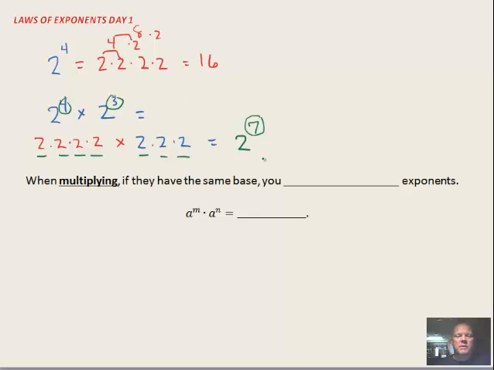Alright, so we're going to remember that when we write our rule. So when multiplying, if they have the same base, we simply add the exponents. So if I have a to the m times a to the n, that's just going to be a to the m plus n. And that's our rule. So let's look at a couple of examples.